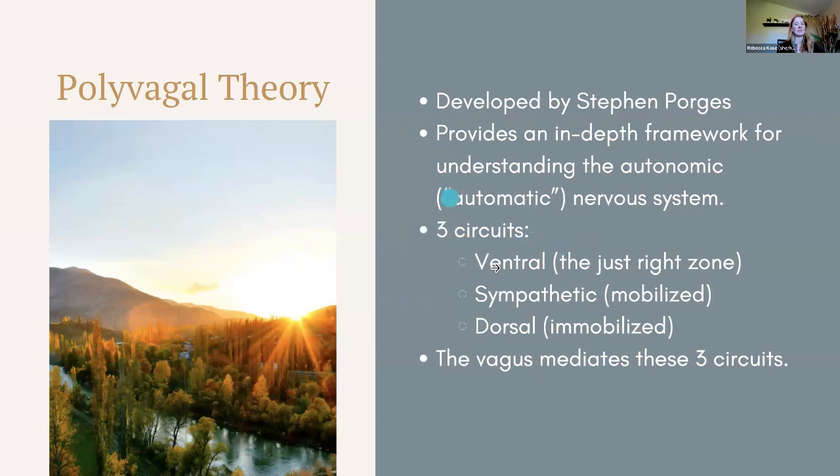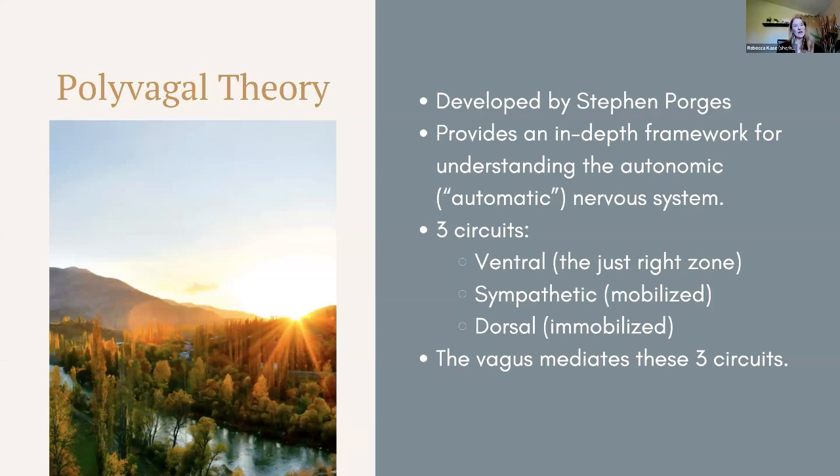So your autonomic nervous system is made up of the ventral circuit, which, when this circuit or pathway is kind of leading the way and has the most energy, is like the just right zone, where everything's working optimally and you feel pretty good. The sympathetic circuit is the mobilizing circuit. So when that circuit gets activated, we usually have a lot of energy that gets kicked up. And then the dorsal circuit is a circuit of immobilization. In that circuit, we might feel kind of flat and tired and still.